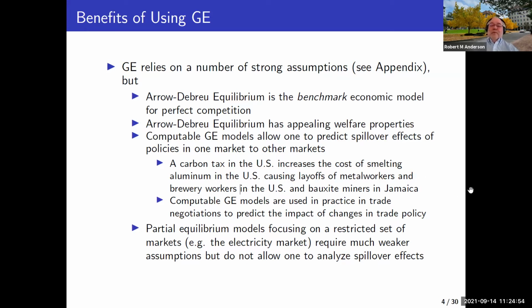It also will cause layoffs of brewery workers in the US because much of beer is sold in aluminum cans, and also bauxite miners in Jamaica. Bauxite is one of the main ores from which aluminum is produced, and the US imports it. The biggest source of imports of bauxite to the US is Jamaica. So a carbon tax affects a lot of people, and you can't really analyze that in partial equilibrium, but you can analyze it in an abstract GE model, and a computable GE model will let you estimate the effects and look at whether people should be compensated.